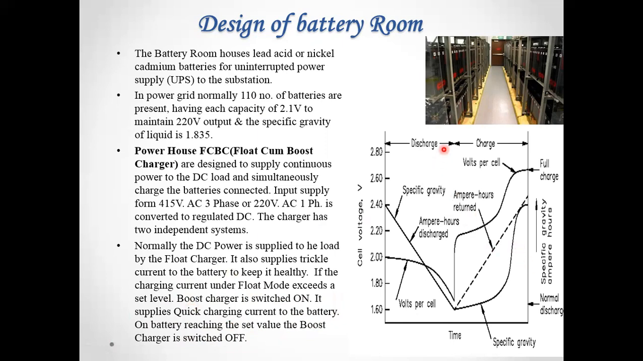Okay, this is the diagram of cell voltage with respect to time, and here it shows the specific gravity, in terms of ampere hours, and this line shows the full charge. This dashed line shows the ampere hours which are returned, and this line shows the ampere hours which are discharged.